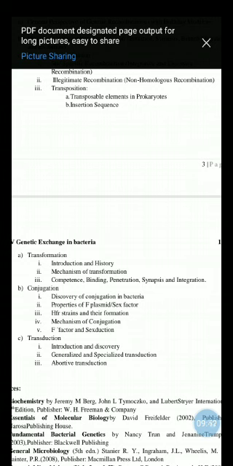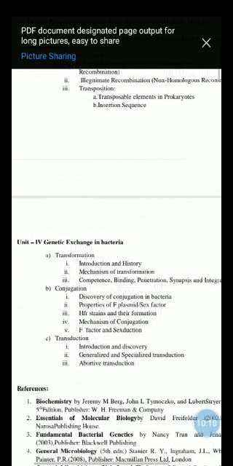Second, conjugation. Under conjugation, we'll see the discovery of conjugation in bacteria, properties of a plasmid, that means sex factors, Hfr strains and their formation. Next, the mechanism of conjugation, and the last point, F factor and sex reactions.